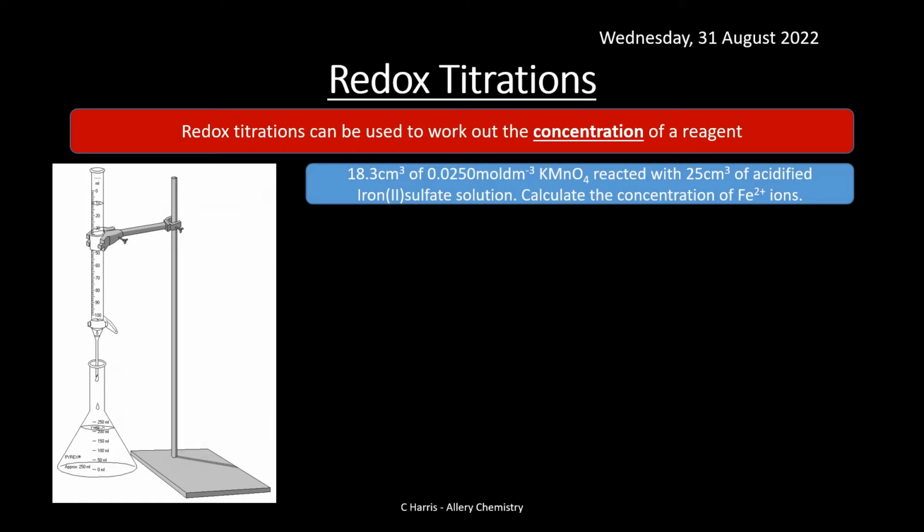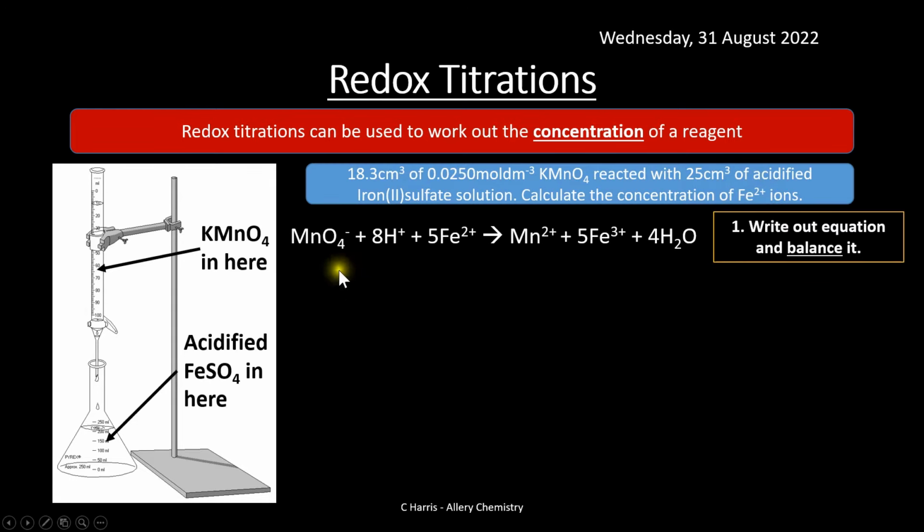So let's put some figures to this. We ran the titration, we've got some concordant results, and we can say that 18.3 centimetres cubed of 0.0250 mole per dm cubed of potassium manganate in your burette reacted with 25 centimetres cubed of acidified iron 2 sulfate in the conical flask, and we need to calculate the concentration of iron 2+ ions.